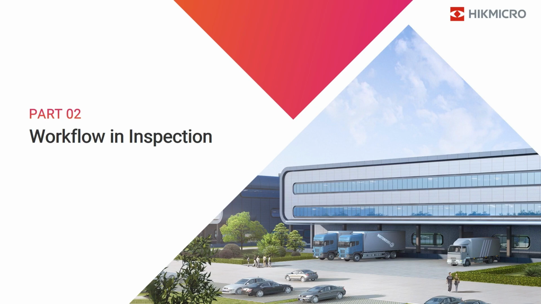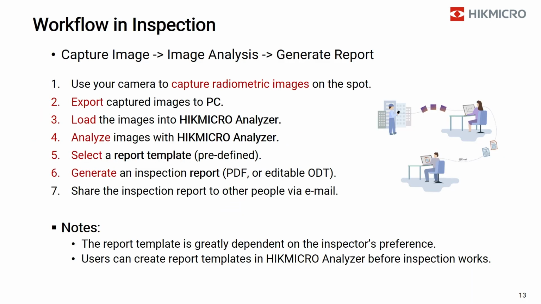Now, in the second part, we are going to talk about workflow and inspection. As mentioned before, the workflow of HIKMICRO analysis contains 3 major parts: capture image, image analysis, and generate report. These 3 parts are refined operations in the following workflow. Firstly, use your camera to capture radiometric images on the spot. Secondly, export captured images to your PC.